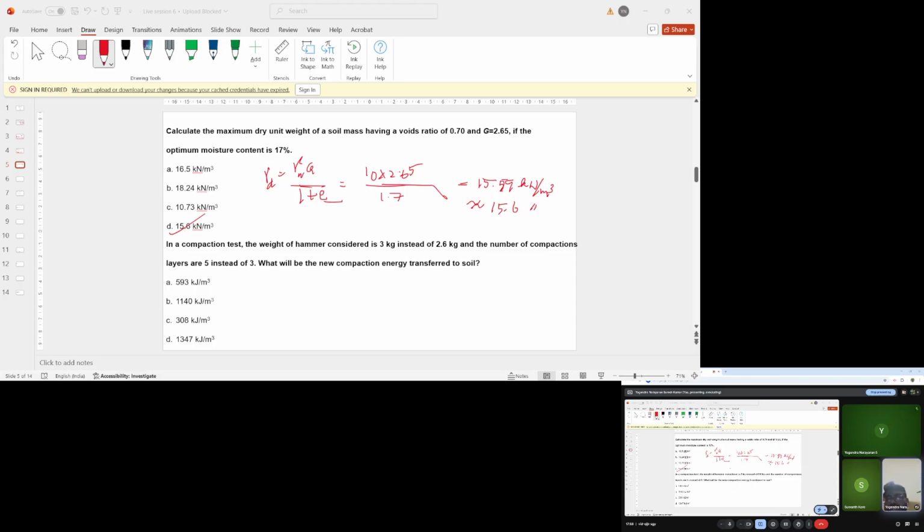In a compaction test, the weight of hammer considered is 3 kg instead of 2.6 kg, and the number of compaction layers is 5 instead of 3. What will be the new compaction energy transferred to the soil? How will you calculate it? One minute, sir, I am calculating. What is the question given, sir? Number of blows.